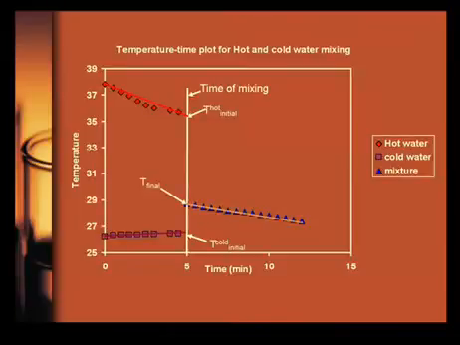Now T final is where a straight line through the mixing temperatures intersects the time of mixing, as shown here on this plot. So delta T cold is T final minus T cold initial, and delta T hot is just T final minus T hot initial.